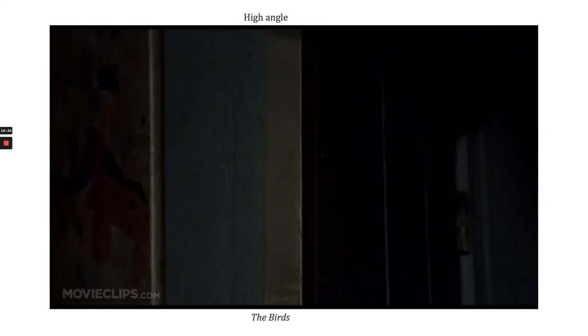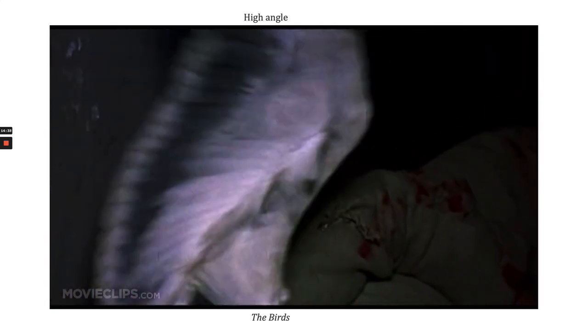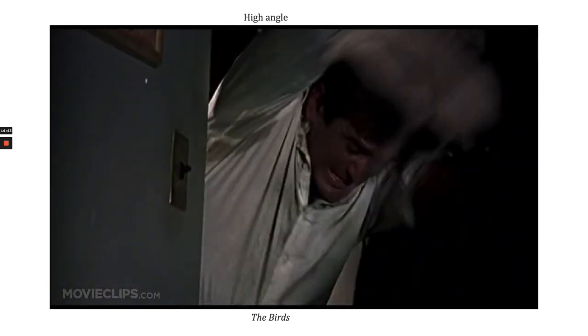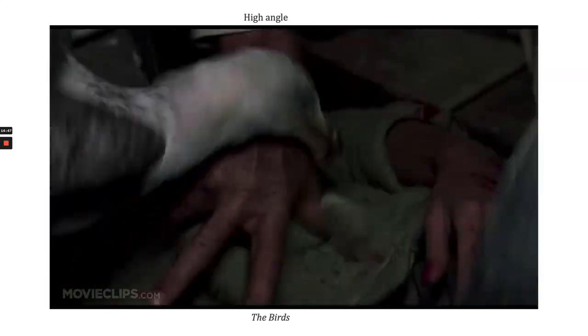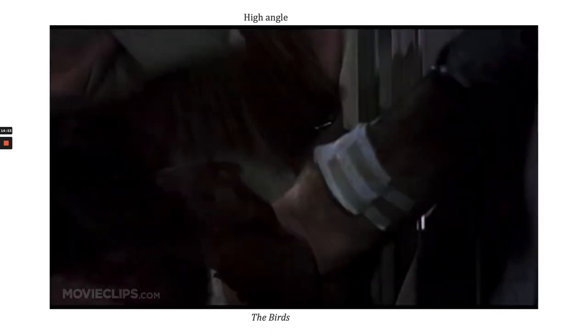Now, Mitch is going to come through the door to save her. And we're going to see him from a low angle showing his power to be able to come in and rescue the woman, right? Camera angles are very important. They also help to convey meaning within a particular film.